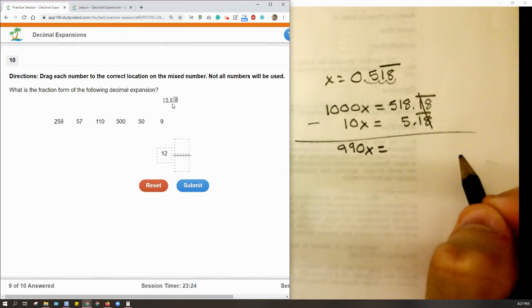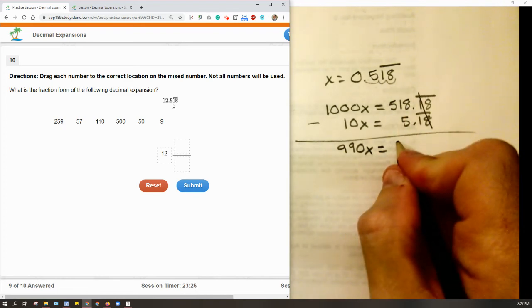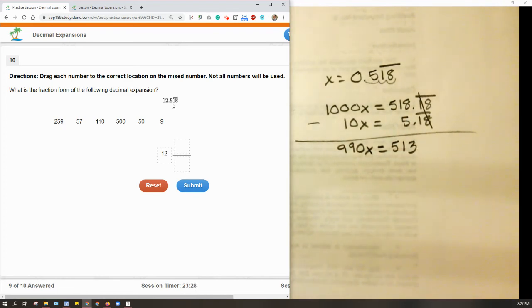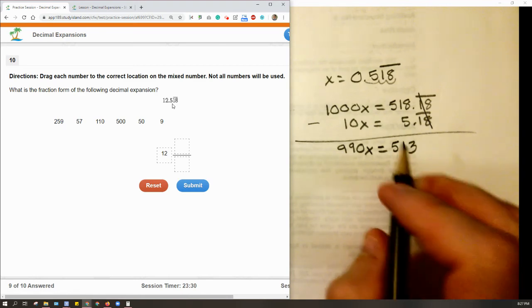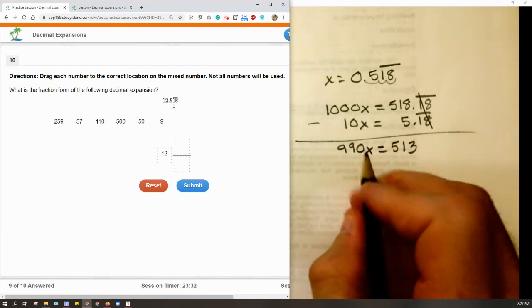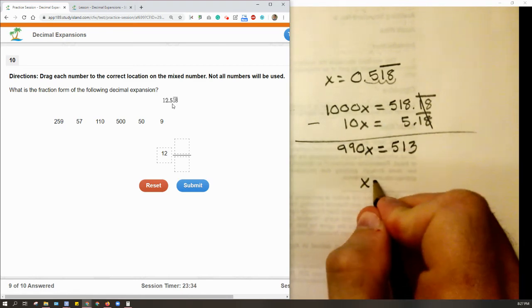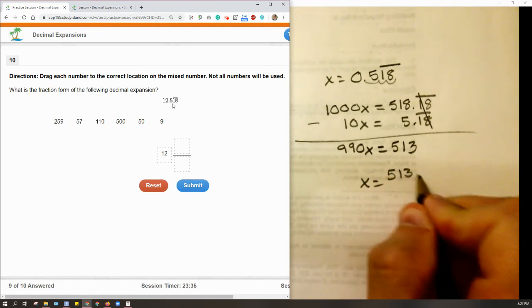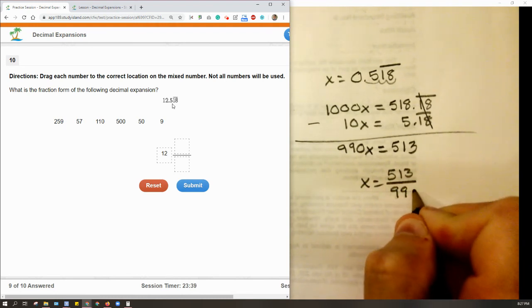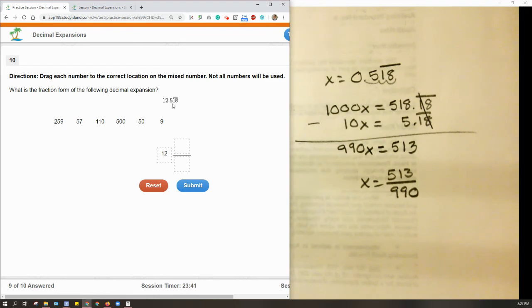The 0.18 repeatings cancel out. 518 minus 5 is 513. And now we have our simple division problem. 513 and 990. When we divide, we get x equals 513 over 990. And if we check whether those simplify, we will get our answer. So what do 513 and 990 have in common? What factors do they both divide by?